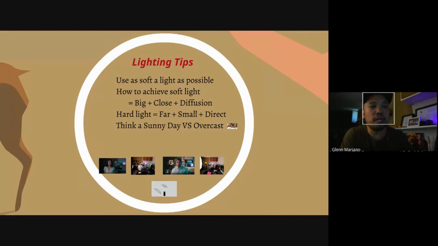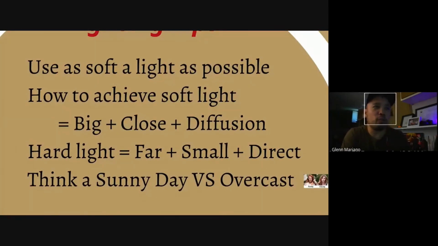So think of a sunny day versus an overcast day. When you're outside, the sun in the sky may be big, but relatively speaking, it's a small light. It's like the size of your finger. Compared to anything else, it's a small light. It's direct and harsh, and far away from you. Versus an overcast day where it's very cloudy. Overcast days are the best days to take photos outdoors, because the light is very soft.